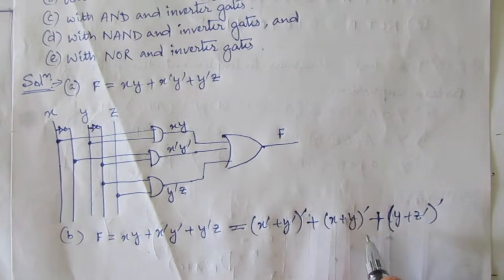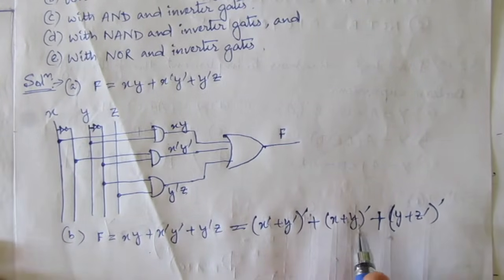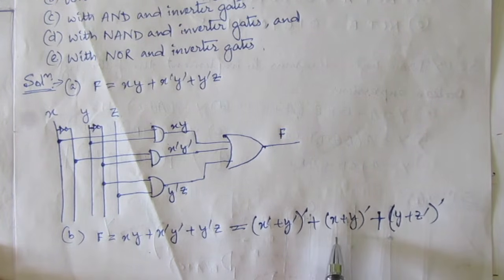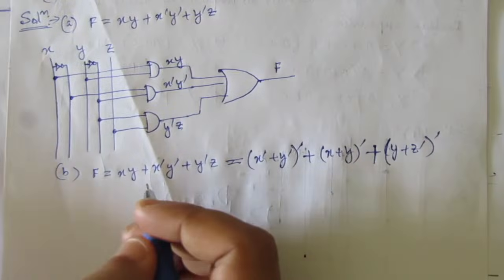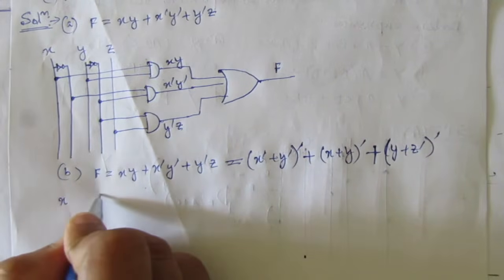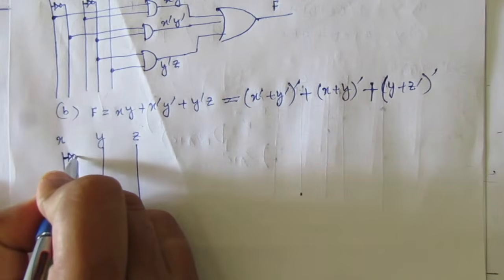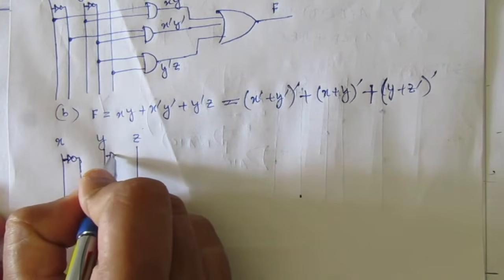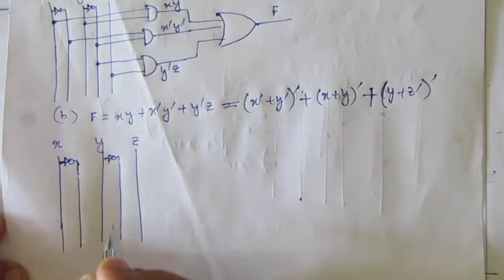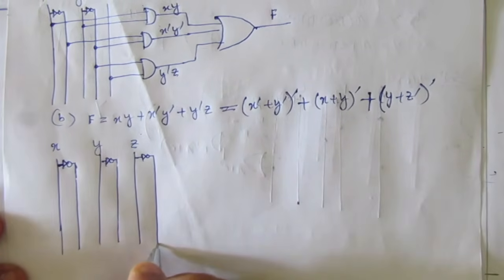Here we can see that it contains only plus and inverter, or the complement. So we can draw the logic diagram of this Boolean function using only OR gate and NOT gate. NOT gate means inverter. We have three input lines x, y and z. So we'll complement here and we'll get y bar, and with an inverter we get z bar here.